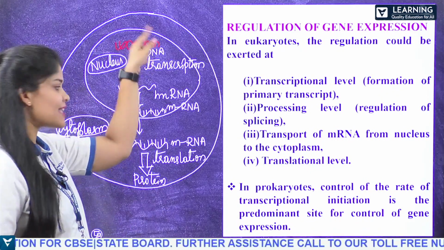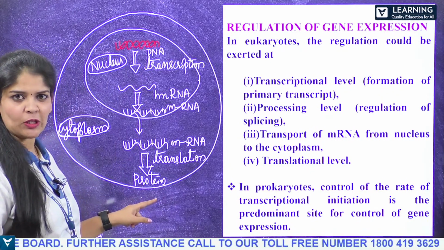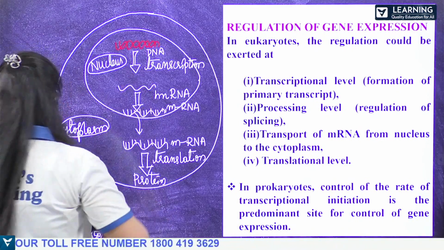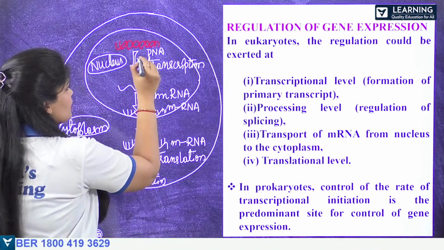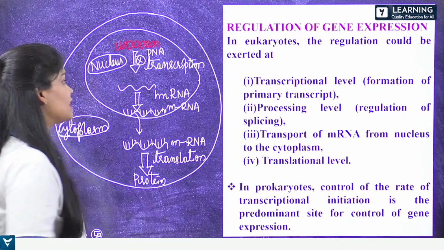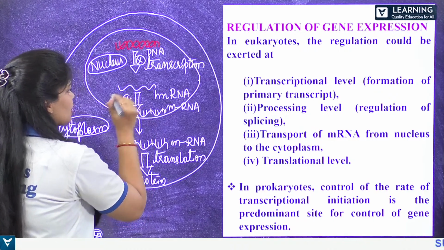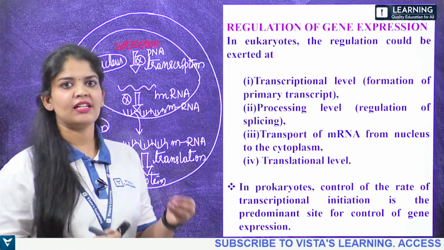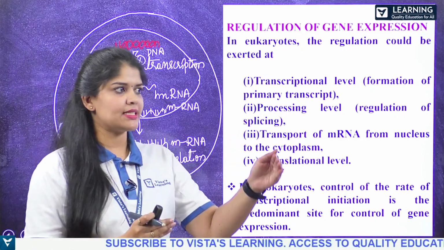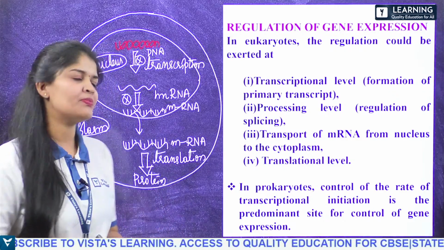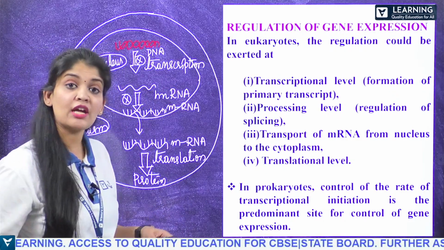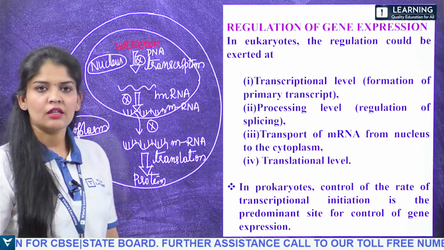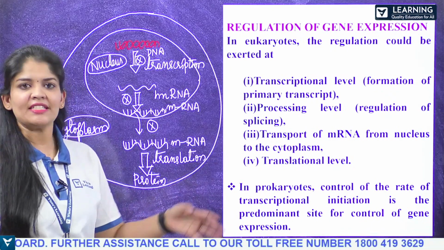The gene is expressing in terms of the production of the protein, and it can be regulated at various levels. Initially it can be regulated at transcription, and it can be regulated during post-transcriptional modification, that is splicing, where capping and tailing happen, which converts the hnRNA into processed mRNA. Even after the mRNA is produced, it can be regulated during the transport of this mRNA from the nucleus to the cytoplasm.